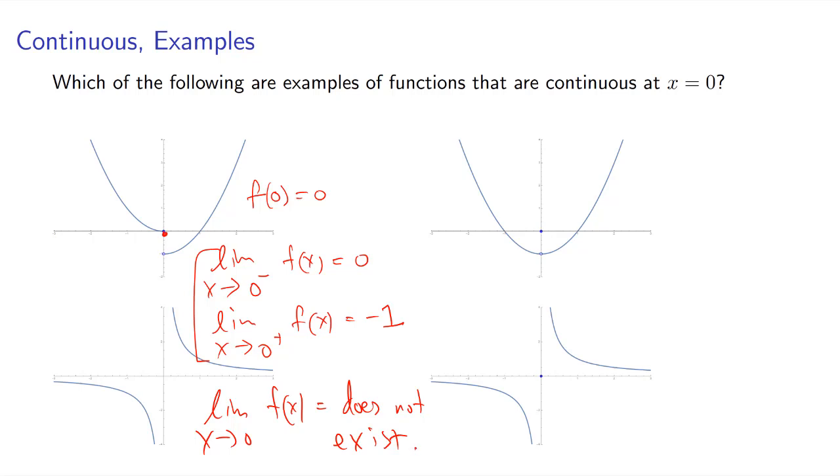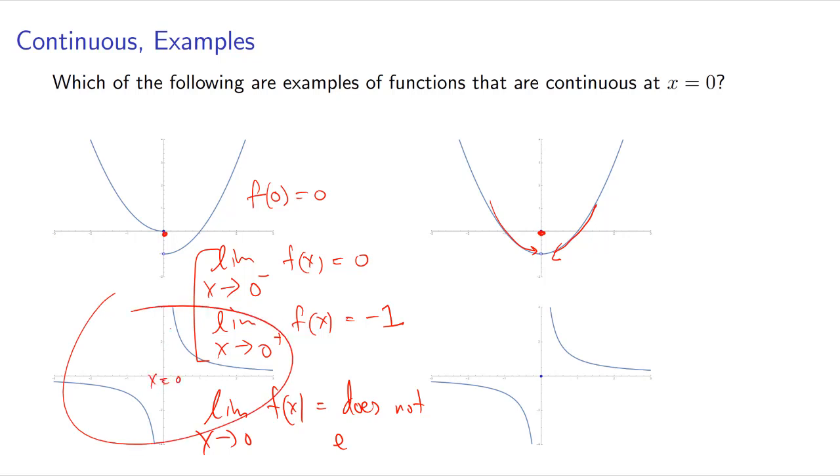In our next example, clearly as you follow this function down here, we're heading towards -1, and here we're heading towards -1. So the limit as x approaches 0 is -1, but the value of the function at x equals 0 is 0. This is again an example of a function that's not continuous at x equals 0. Here in this example, we do not discuss continuity at x equals 0, simply because the function is not defined at x equals 0. We could say, strictly speaking, that this is a continuous function on its domain of definition.